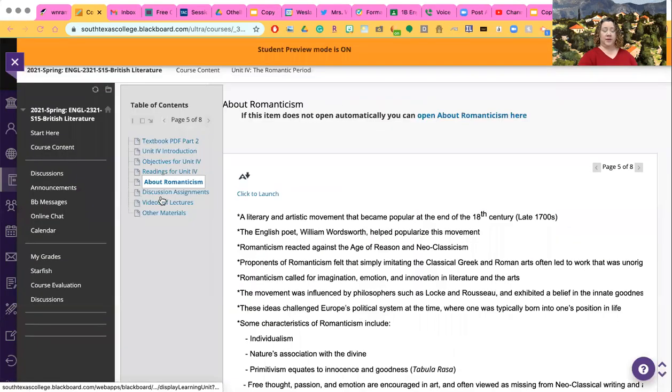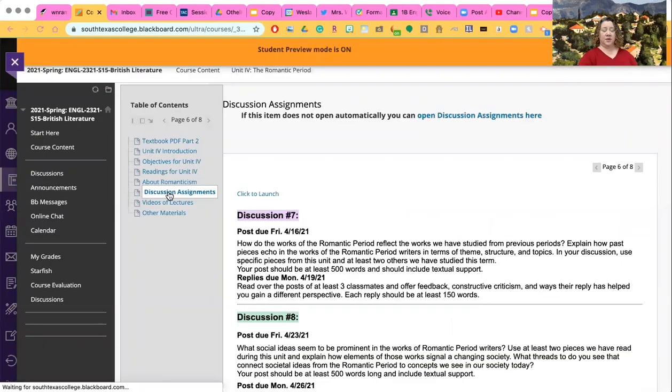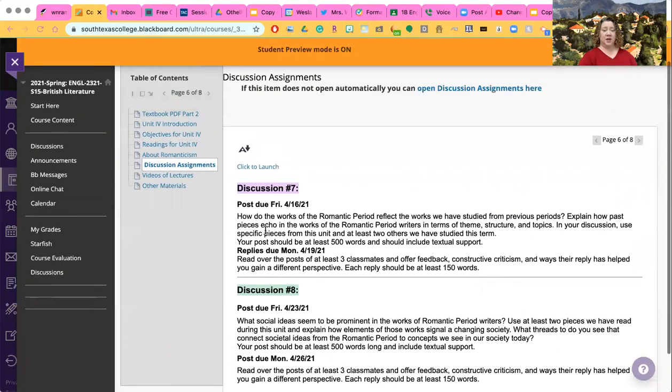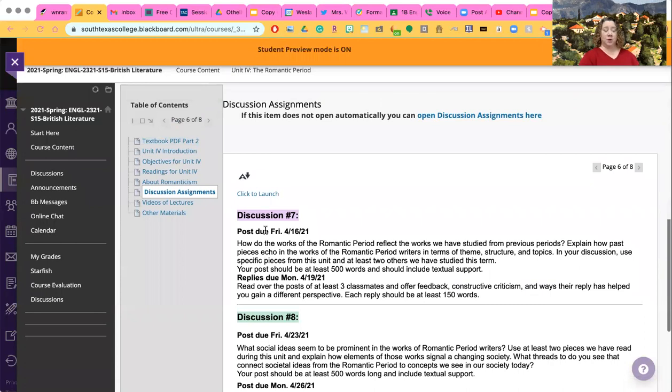There's some notes about Romanticism. I'm going to talk about it briefly, but there's some more detailed things here that you should read. Here are the discussion assignments for the new unit, 7 and 8. There will be a total of 10. There were originally 12, but I reduced that after Stormageddon.